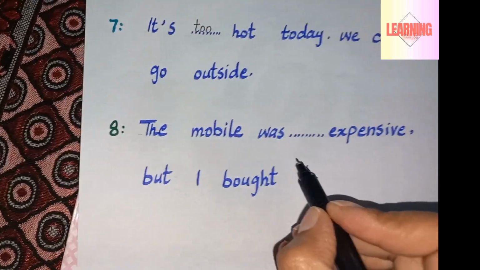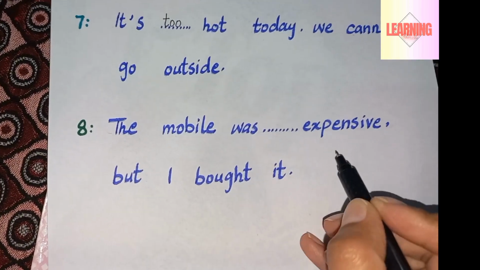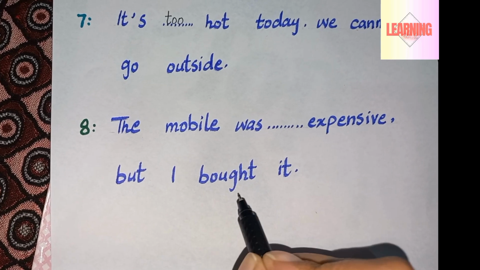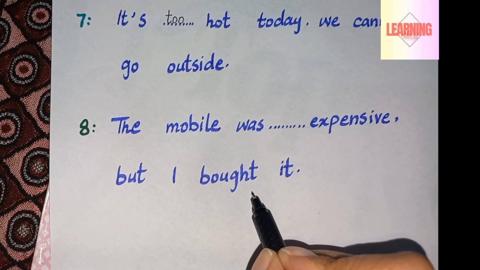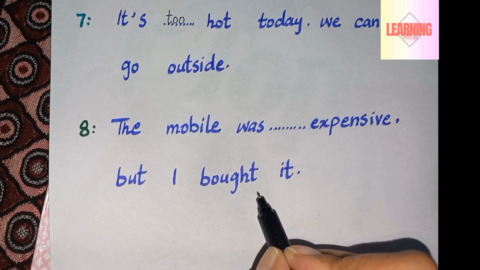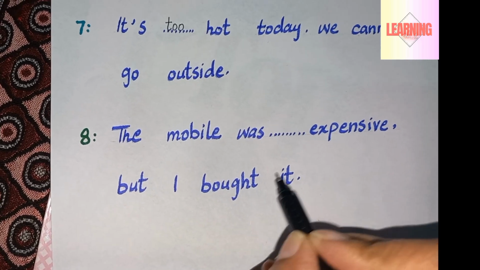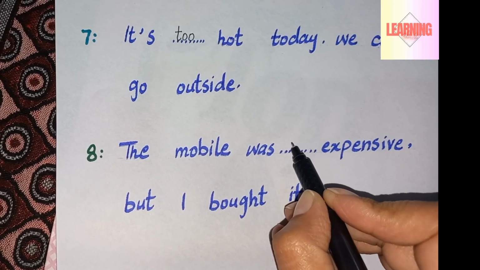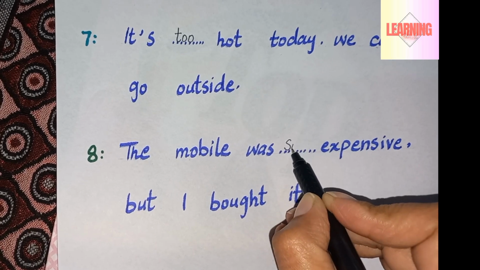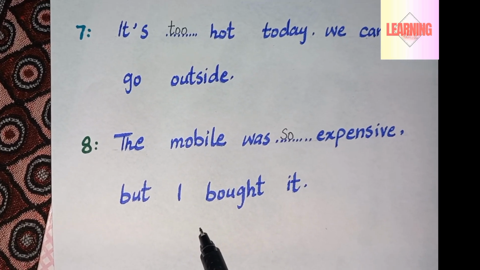The mobile was blank expensive, but I bought it. I bought it. It shows that I was happy. So here it comes "so". The mobile was so expensive, but I bought it.